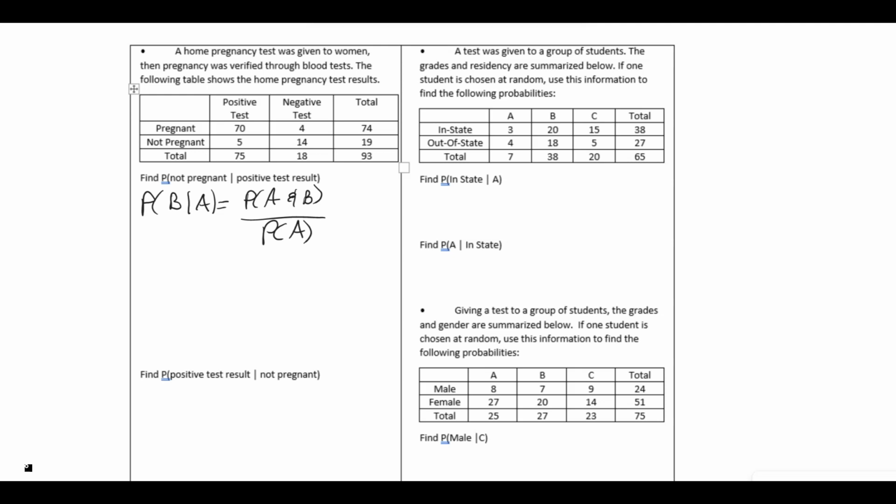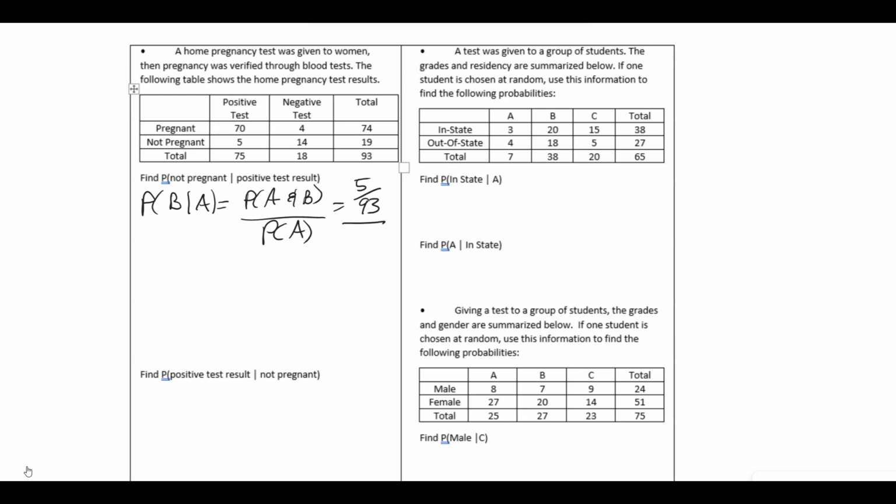So if we were to apply this formula blindly, we have to work out A is not pregnant and B is positive test result. So A and B, not pregnant and positive test result. We're looking at these 5 people. These are both not pregnant and a positive test result. Out of 93, we would have 5 out of 93 as the probability of not pregnant and positive test result.